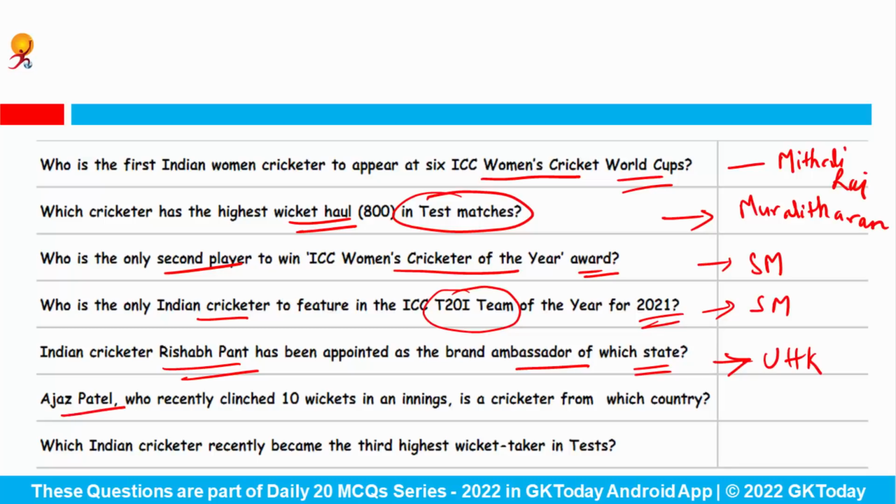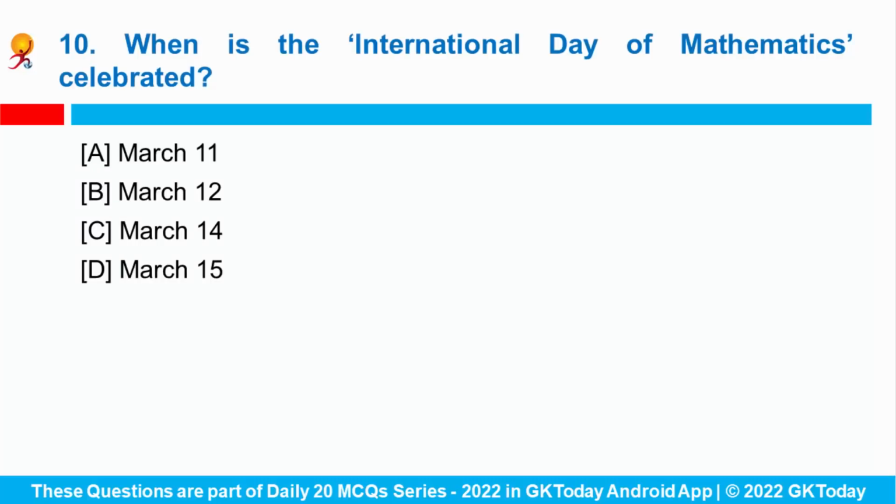Then Ajaz Patel, who recently clinched 10 wickets in an innings, is a cricketer from which country? He is from New Zealand. Which Indian cricketer recently became the third highest wicket taker in Test? This is R. Ashwin. Fine. Now coming to the last question.